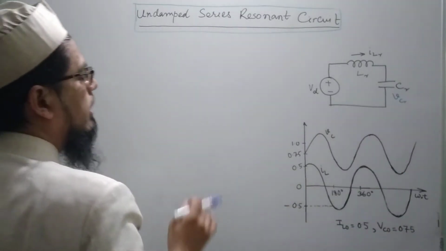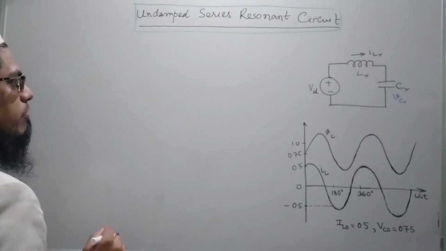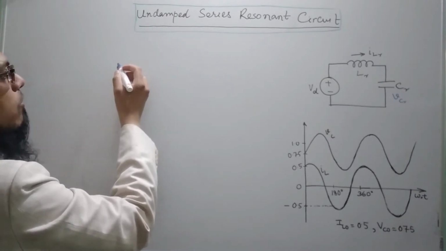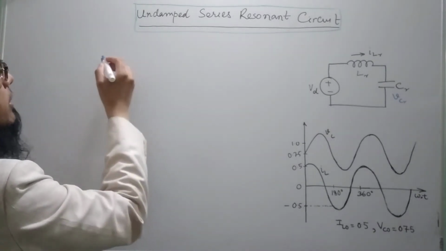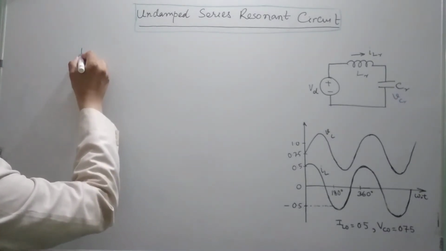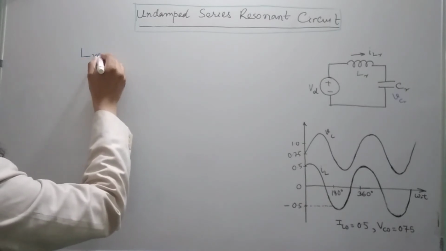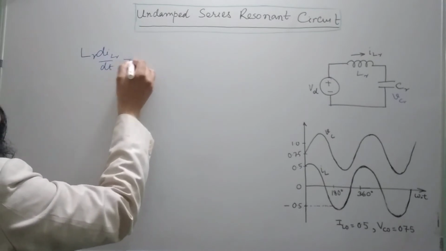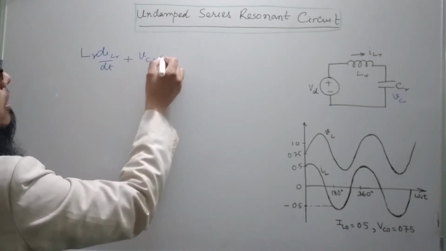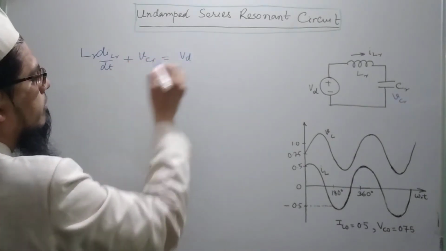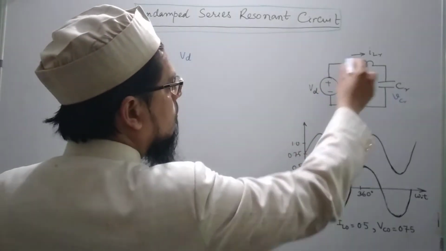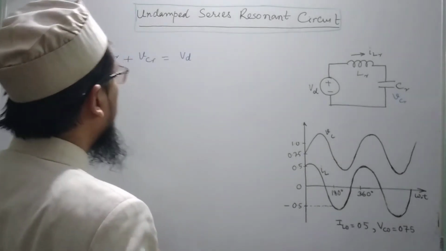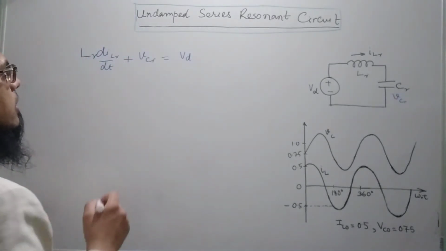For that I have to write down the differential equation governing this circuit, and I can write it down by applying KVL. So, LR dILR/dt plus VCR will be equal to VD, if I apply KVL in this circuit.